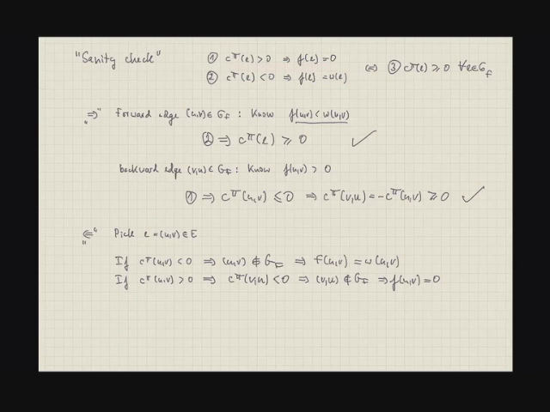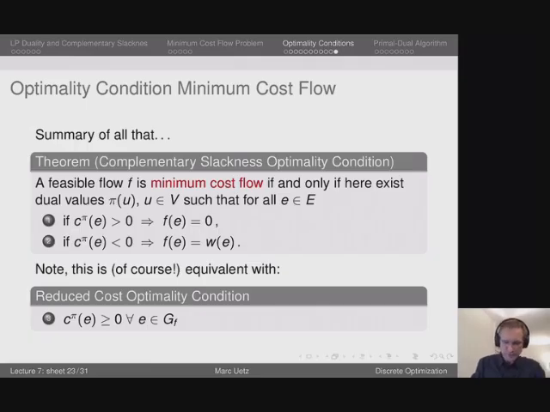Okay, so we are done with our sanity check, and indeed we have shown that the sanity check was okay. So the complementary slackness characterization of optimum solutions of minimum cost flow is equivalent with our earlier reduced cost optimality condition. Okay, so in that sense, it's fair to say that this reduced cost optimality condition is exactly a complementary slackness condition when I consider minimum cost flows as linear programs.